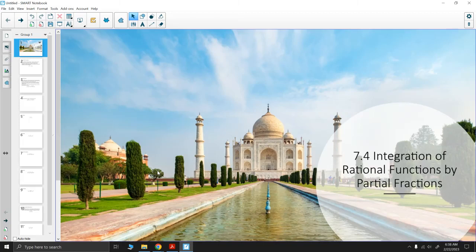Okay guys, so in this video we're going to talk about 7.4, integration of rational functions by partial fractions. Now the idea here is that when we run into integrals of rational functions, a reminder, a rational function is a function with a polynomial divided by a polynomial. It's easiest to recognize where x is on the bottom and it's a polynomial, like x squared or x plus 2 or whatever.